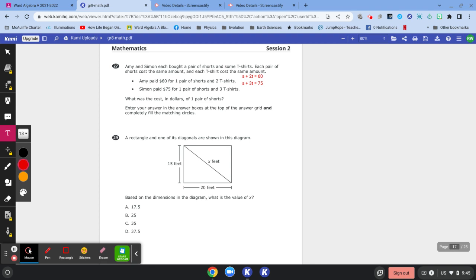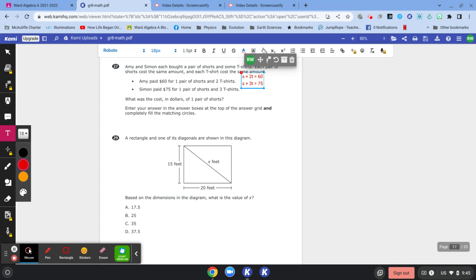Okay, so we want to find out what the price of one pair of shorts is. Now, what we really need to do is probably substitute in this situation. You could do elimination, but you're going to need to get a matching coefficient for the T part, because we want the shorts. I mean, I could just subtract these, but it would wipe out the shorts. I guess I could do that, and then I could use that to find t-shirts. So let's actually do that. I like that better than the other option.